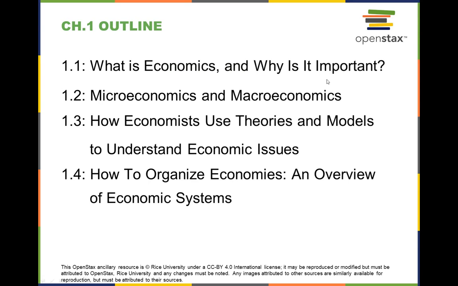So first we'll look at what is economics and why is it important. As a science in particular, it studies the choices that we have. Micro and macroeconomics, the difference between the study of smaller individual choices and those of a society as a whole. How economists use theories and models to understand economic issues because they take human complexity and try to boil it down to simplistic models. And how to organize economies, an overview of economic systems, because each society has to decide how they answer basic economic questions, and the way in which they do that determines how we categorize them.